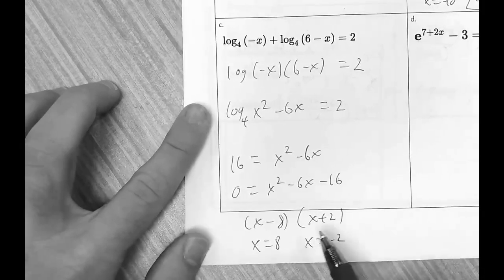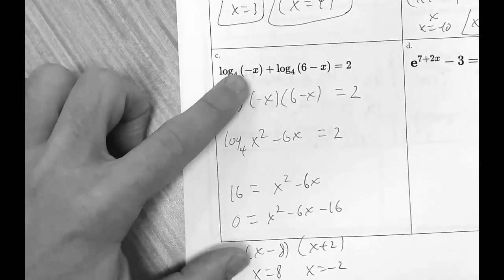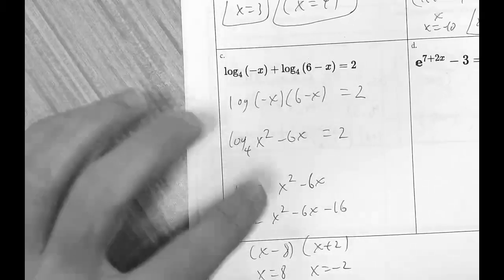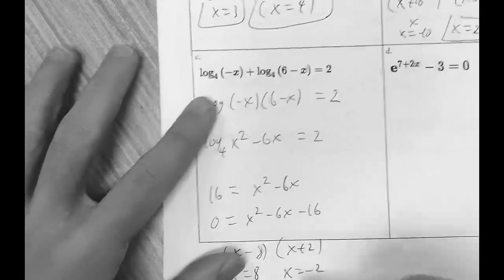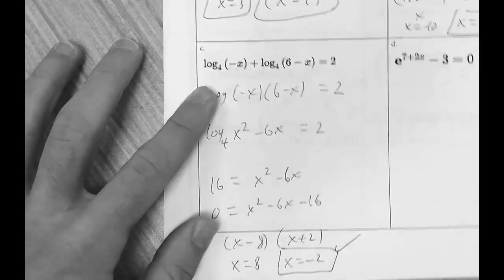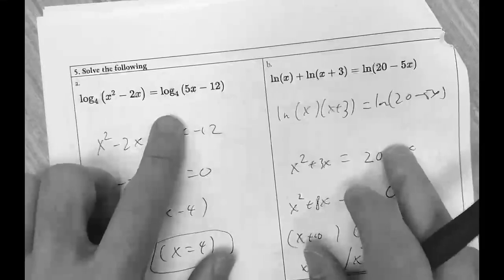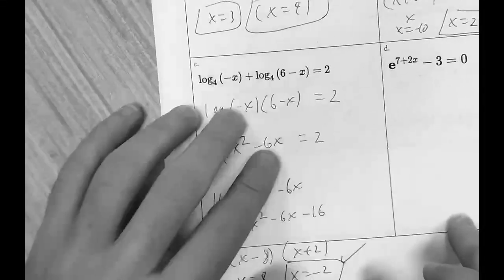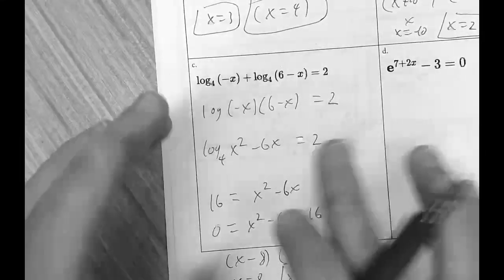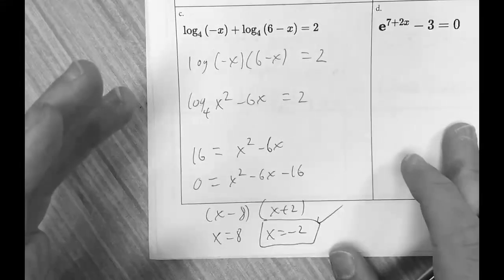So what works, what doesn't? Well, when I plug it back in, the 8 is actually not going to work. It's going to get me a negative value here, negative value here. That's extraneous, but the negative 2 will work just fine. So that's my solution. The other one's extraneous. Okay, so two types. One is get the logs the same on both sides and then set them equal to each other. Type 2, you got logs on one side, you got a number on the other, and you isolate the log and then rewrite it as an exponential.